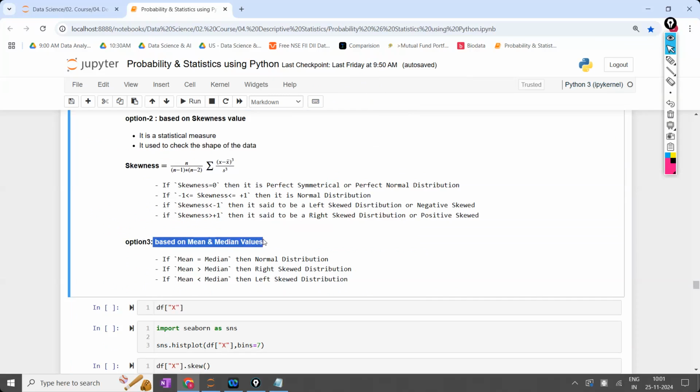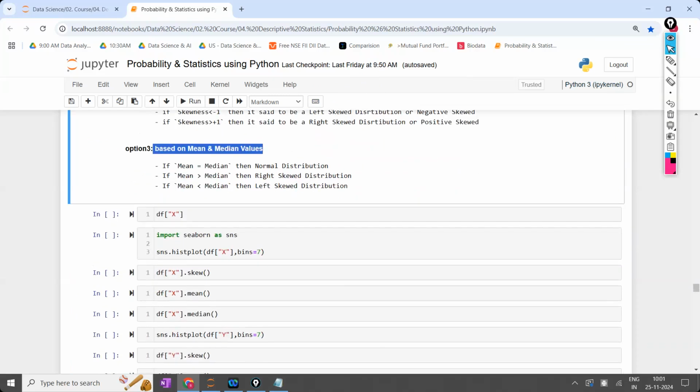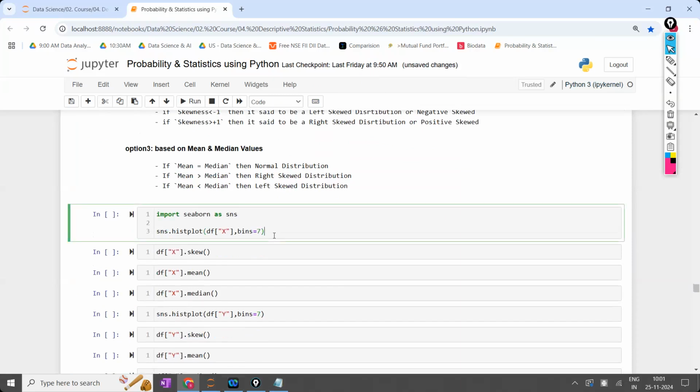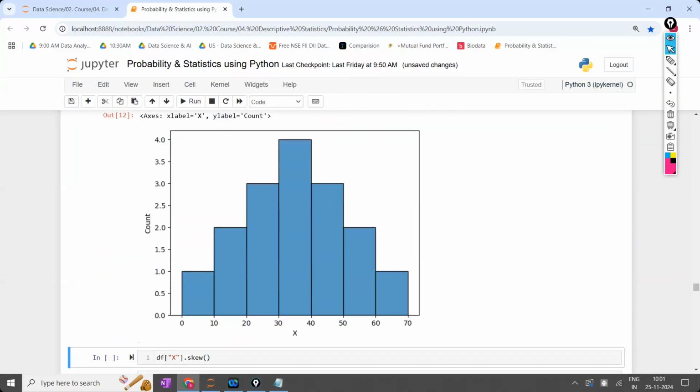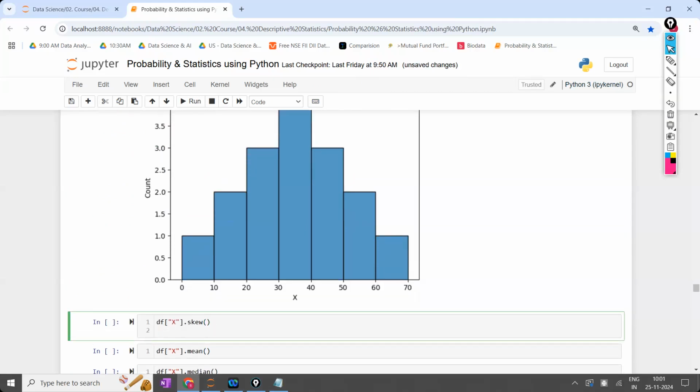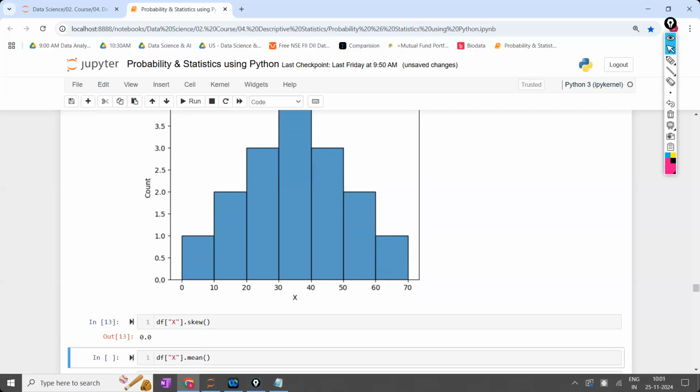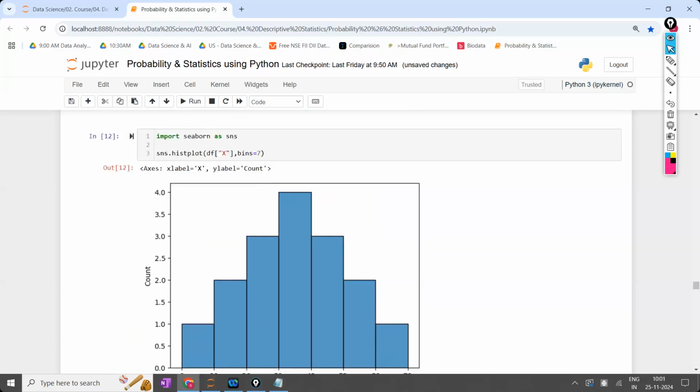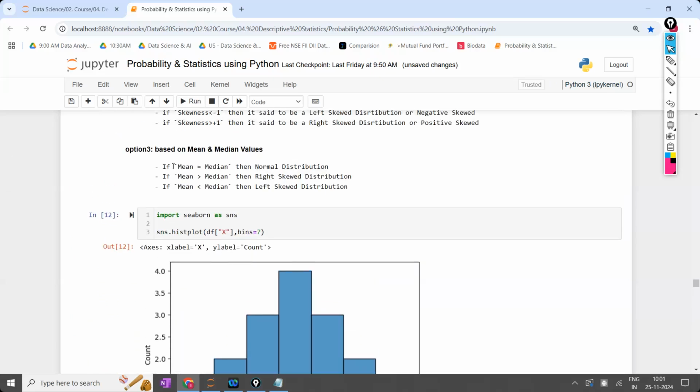This is option number 3. So how can you say? Once again, same as earlier: what is the skewness? It is normally distributed data, and according to the skewness also, it is exactly 0. It is normally distributed data. As per the histogram, it is normally distributed. As per the skewness, it is normally distributed. At the same time, if the median and mean values are the same, it is a normal distribution.